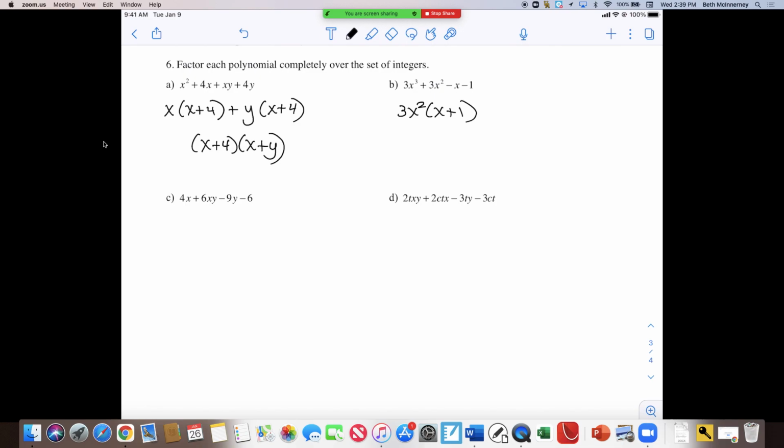All right, letter B. I'm going to pull out the 3x squared and I get x plus 1. You write down the middle operation sign, and then do you notice they don't have anything in common except 1. They do have a 1. I know this one bugs students. So it really does, and then it becomes x plus 1 because I pulled the minus out. So I get x plus 1 times the quantity, 3x squared minus 1.